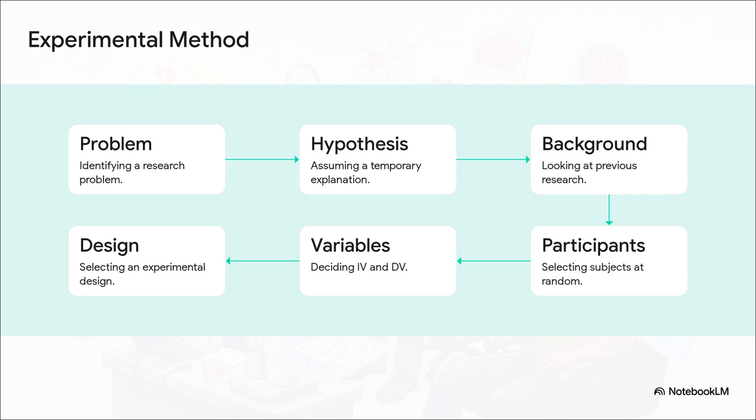You find the problem, form your temporary explanation, which is the hypothesis, do the background reading, randomly choose your participants to kill any bias, lock down your variables, execute the design, and then finally analyze the data and conclude. This rigid structure is exactly what gives researchers such incredible control.